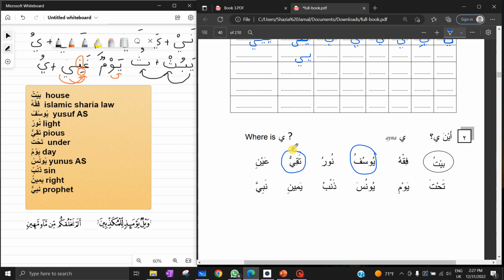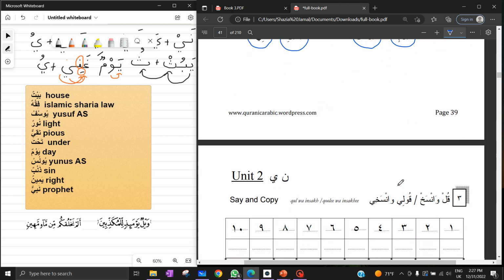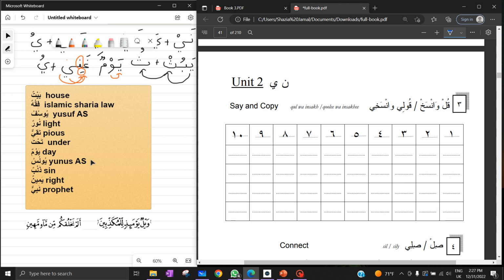Ain, ya, the ya is in between. Tahta, no ya. Yaum, yes, the initial letter is ya. Yunus, name of the prophet, yes, there is ya. Yameen means right, yes, there is an initial ya. Nabi, yes, ya is in the last. So these are the vocabularies in which you can find ya, and the meanings you can take from here.